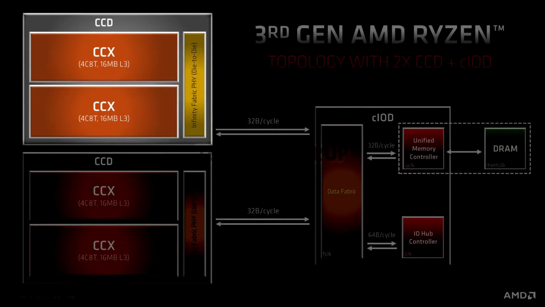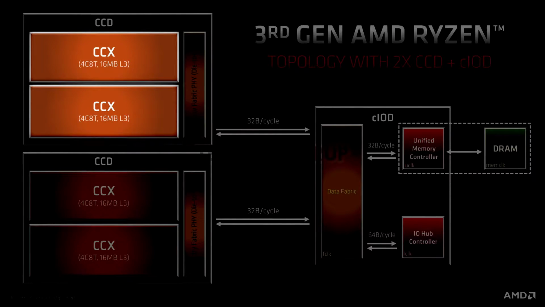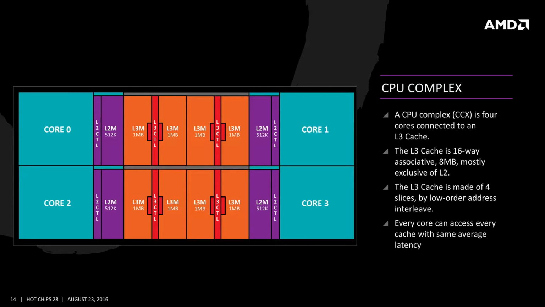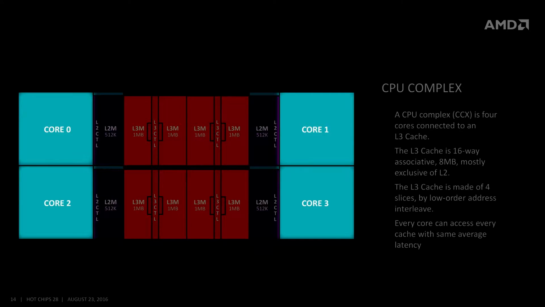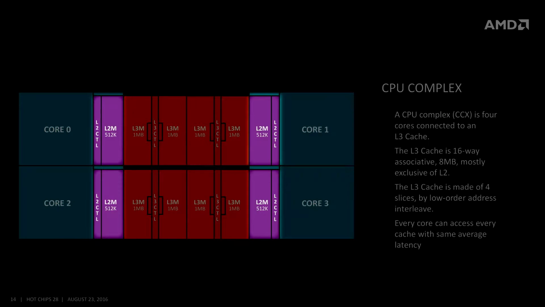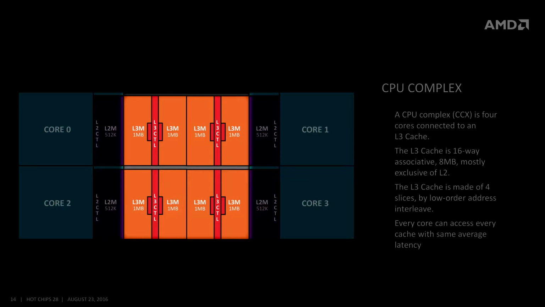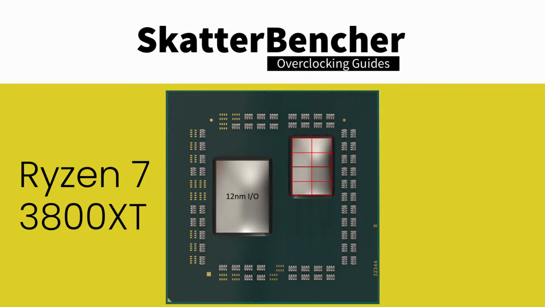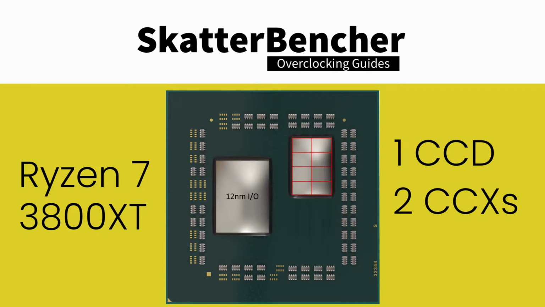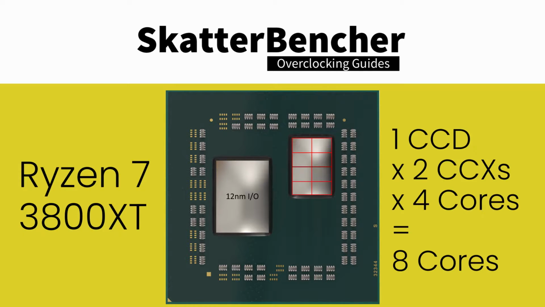A CCD consists of two CCXs paired together. CCX is short for core complex. The core complex consists of four individual cores, each with their L1 and L2 cache. They also share a larger L3 cache. The Ryzen 7 3800 XT has one CCD with two CCXs, and each CCX has all four cores enabled. Adding everything up, that means 2 × 4, so 8 cores.